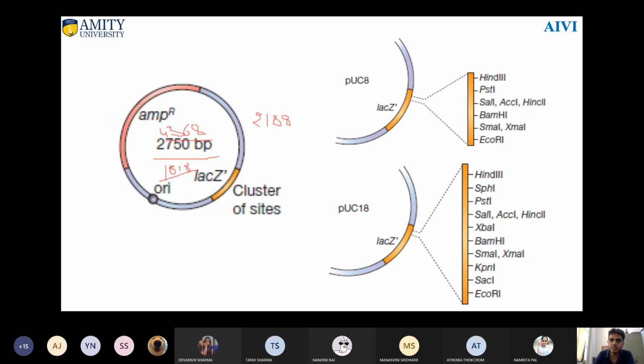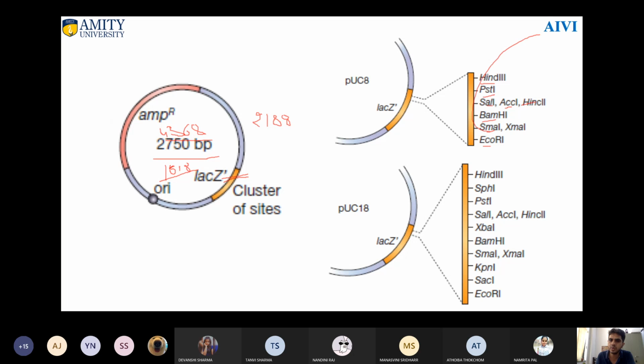What this plasmid is going to have, as we mentioned, is that the lacZ gene is going to have multiple cloning sites. So what is clustered here? You have HindIII, PstI, SalI, AccI, HincII, BamHI, SmaI, KpnI, and EcoRI.